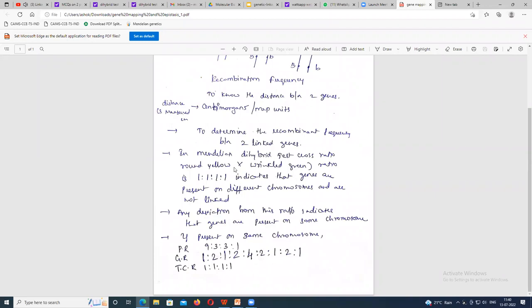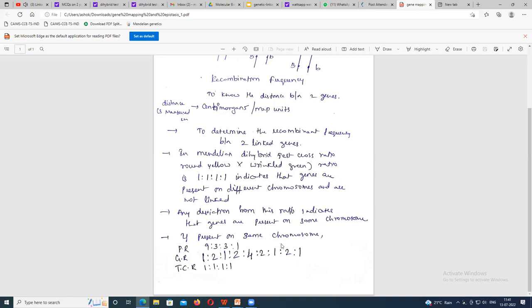So that hybrid will be crossed with the recessive parent, that is small r small r, small y small y. In the coming pages, I'll show you. That time they got the ratio 1:1:1:1. This is the ratio got by Mendel. Any deviation from this ratio will be due to linkage.